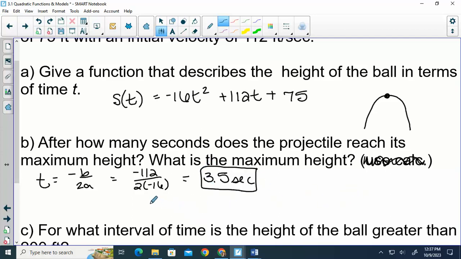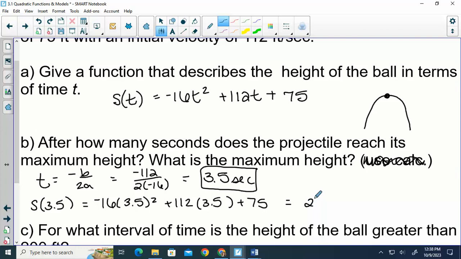What is the maximum height? What do we have to do there? Mm-hmm. 271 feet.